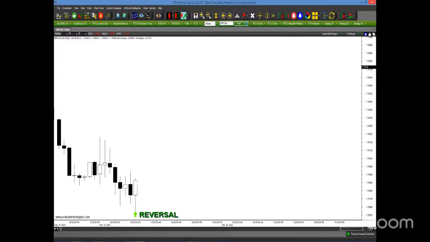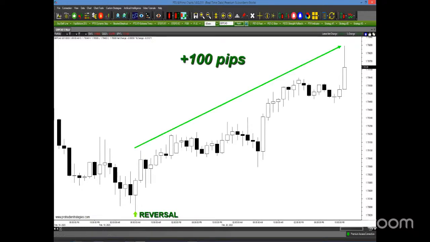Let's look at a 1-hour chart of the British pound Canadian dollar, because it makes no difference what market we're trading or what time frame. We're looking at entirely different categories here, but the same process applies. We see that the British pound Canadian dollar has been heading lower, but a reversal bar was generated right at the bottom of this bar right here. And look what happened. In a little over a day, it went up 100 pips.